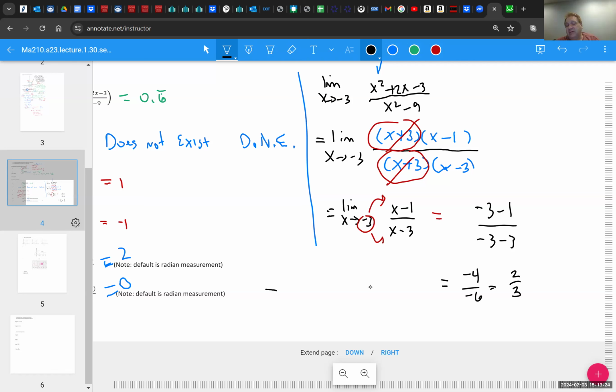2/3 is that 0.666 repeating number that we saw from the previous video. As a decimal, we thought it might be 2/3. And in fact, using the equation, we know it is in fact exactly 2/3.